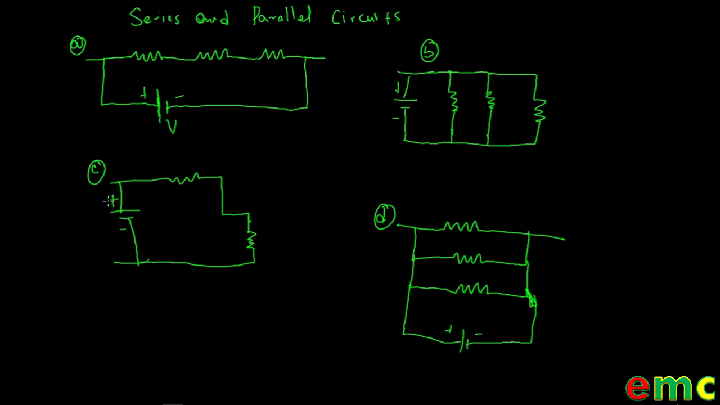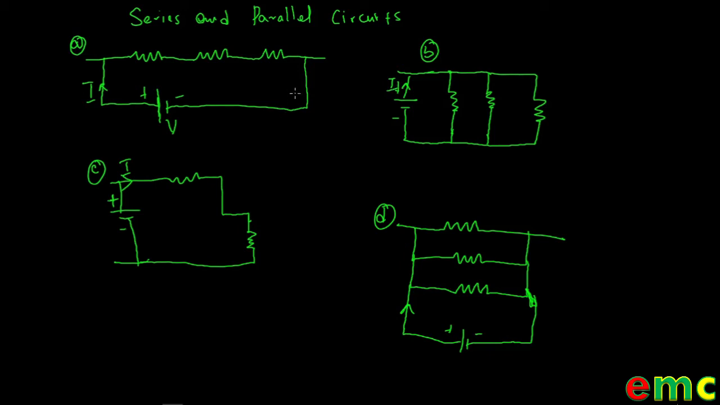The positive terminal of your DC source is always the longest side. And conventionally, current flows from the positive terminal of a voltage source to the negative terminal. We have current flow in this direction, and we have current flow in this direction. So in a series circuit, there is always only one path for current flow.